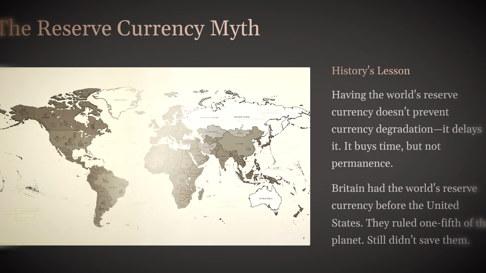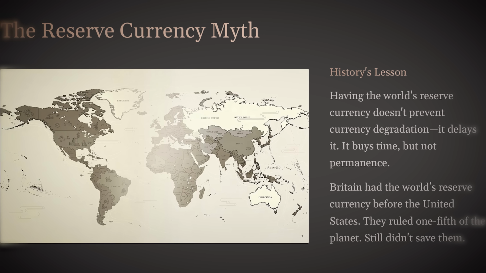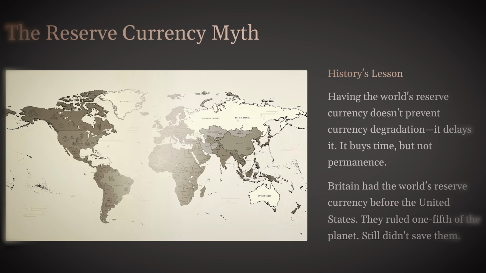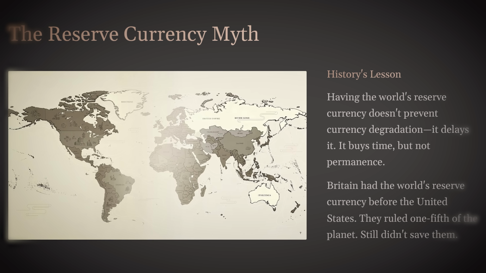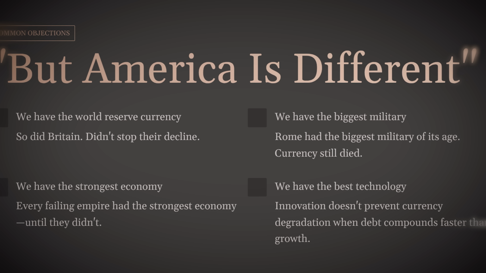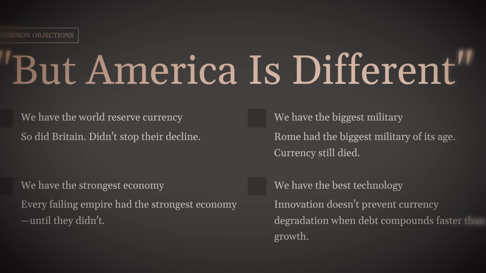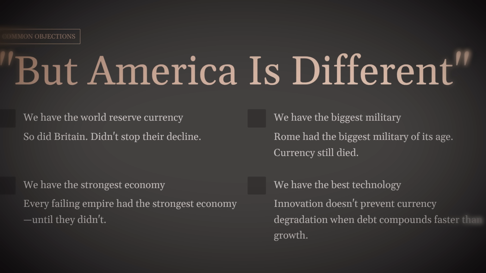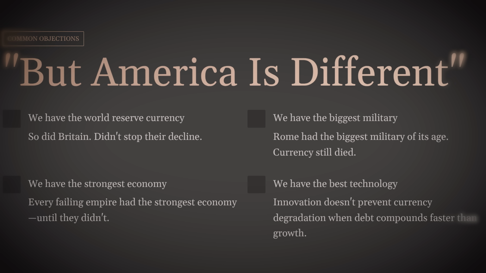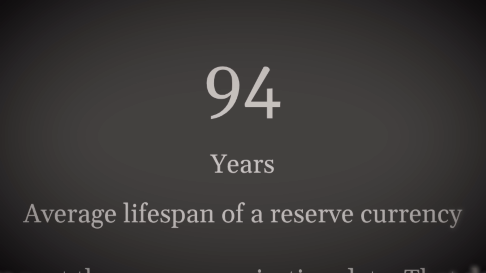But I'd ask you, was Rome not the most powerful empire of its age? Was Britain, formerly Great Britain, now just Britain, not the greatest empire of its age? Right? They ruled 1/5 of the world. They had the world's reserve currency before the United States. So having the world's reserve currency does not prevent currency degradation. It delays it, buys you time, but it doesn't buy permanence. The average lifespan of a reserve currency is 94 years, based on historic data.